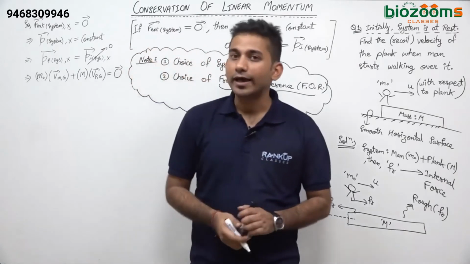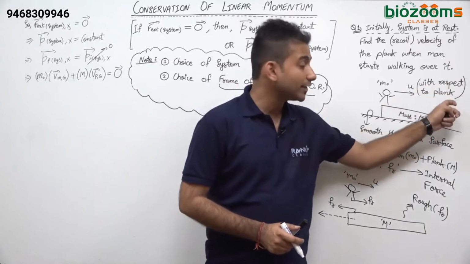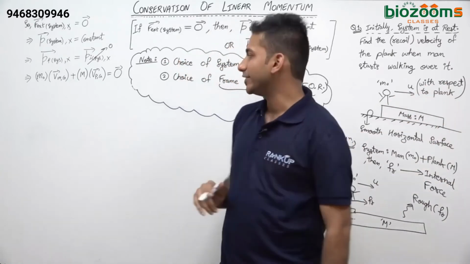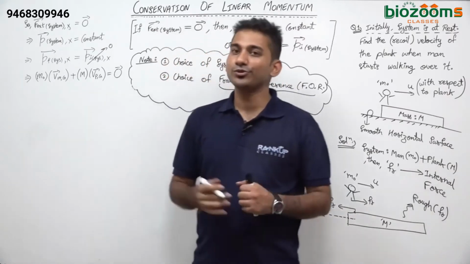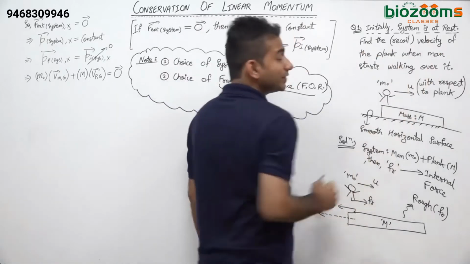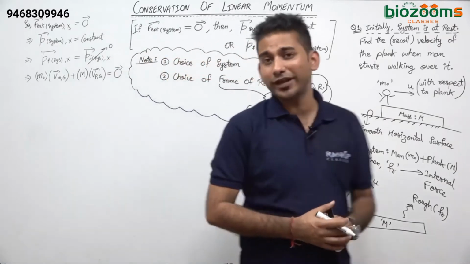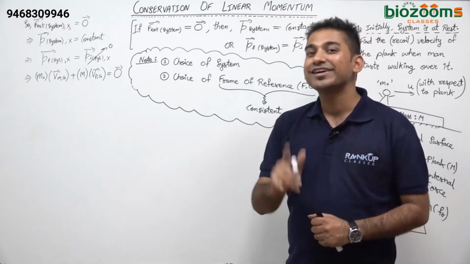No, we don't know, as the velocity of man is provided with respect to plank and not with respect to ground. Similarly, do we know the velocity of plank with respect to ground? No, we don't know. Rather, we need to determine it. That you need to determine the recoil velocity. It is quite understood that recoil velocity is to be obtained with what frame of reference? Our frame of reference must be ground.